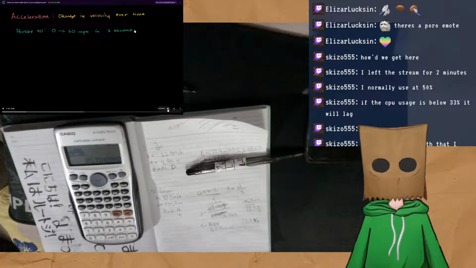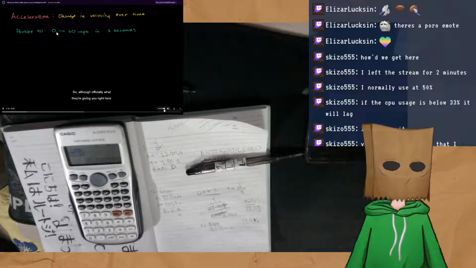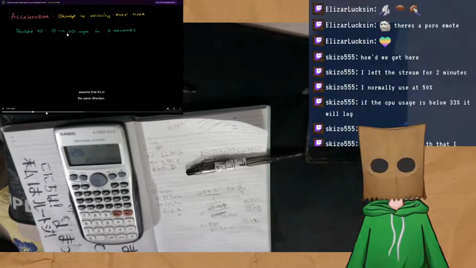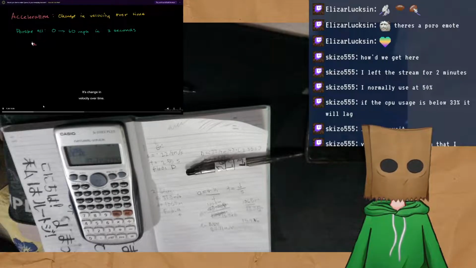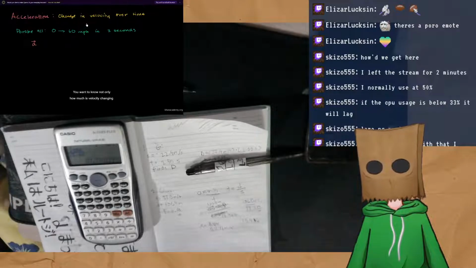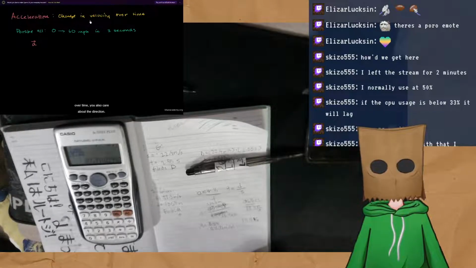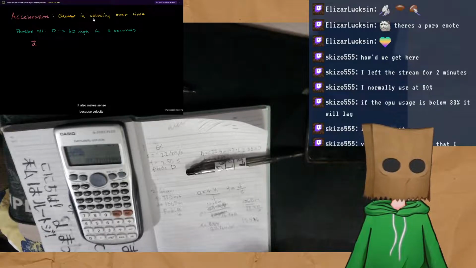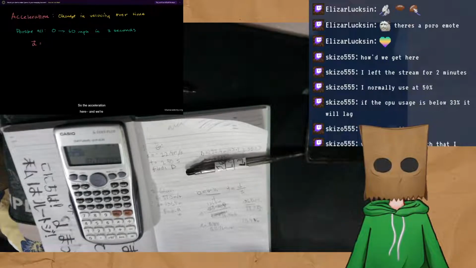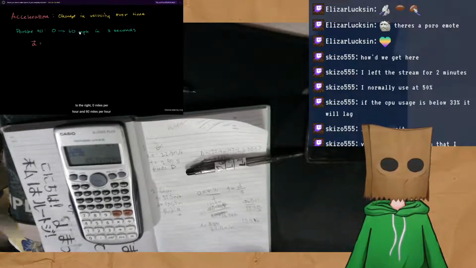Seconds. So although officially what they're giving you right here are speeds, because they're only giving you magnitude and no direction, you can assume change in velocity over time. So the acceleration, and once again, acceleration is a vector quantity. You want to know not only how much velocity is changing over time, you also care about the direction. It also makes sense because velocity itself is a vector quantity. It needs magnitude and direction. So the acceleration here, and we're just going to assume that we're going to the right, is from 0 miles per hour to 60 miles per hour to the right.